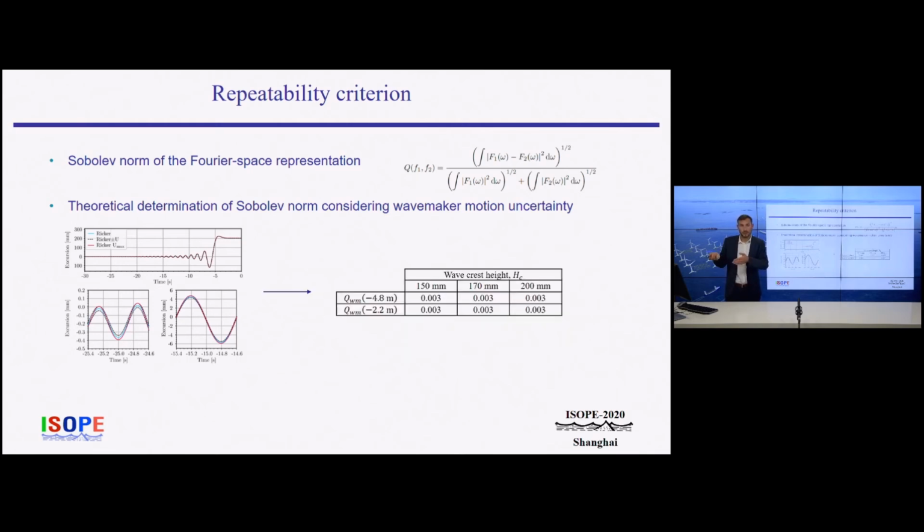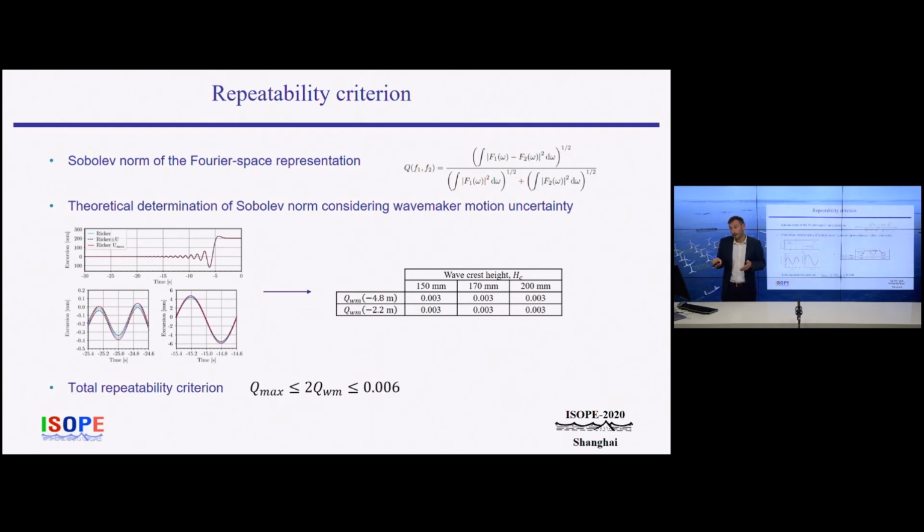As can be seen, the similarity parameter is independent of the wave crest height and the longitudinal position in the flume. The value Q_wavemaker, Q_WM, of 0.003 can be taken as the maximum disturbance of similarity that can be introduced by the wavemaker to the global flow.